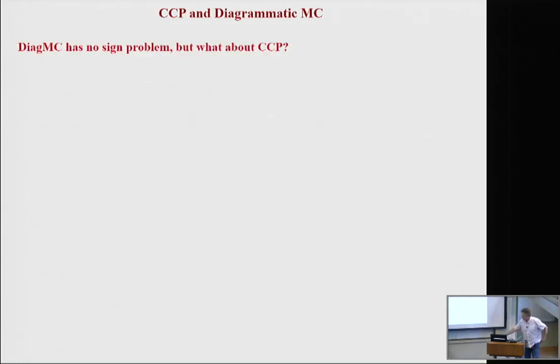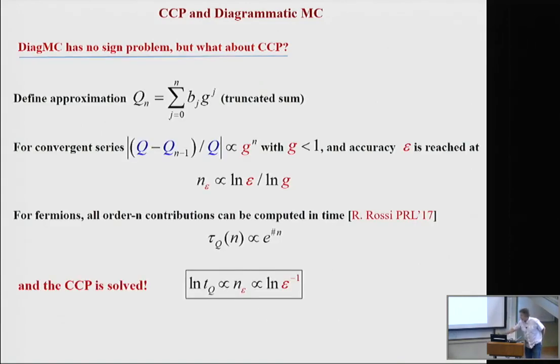The fermionic sign problem doesn't apply to diagrammatic Monte Carlo, but we can ask, what about the computational complexity? It's a trivial proof. My approximation to the thermodynamic limit answer will be simply computing a finite number of terms in the Taylor series. If my Taylor series converges, then my approximation gets exponentially better when I go to larger n. If you give me some accuracy, I will simply go to n large enough that the corrections are smaller than epsilon. Well, g to the power n versus accuracy says that n has to be log in epsilon. Then ask the question, is the computation time required to construct those Taylor series exponential?